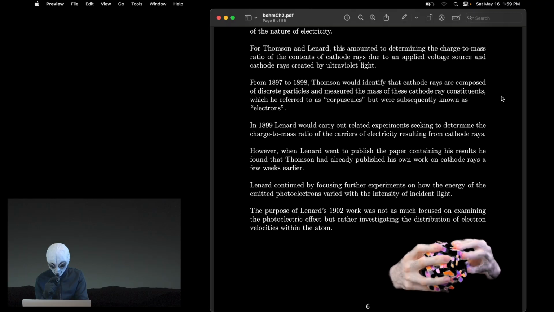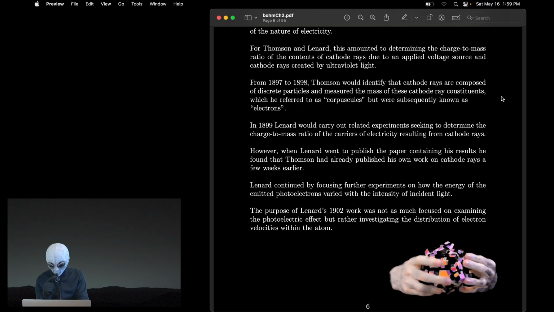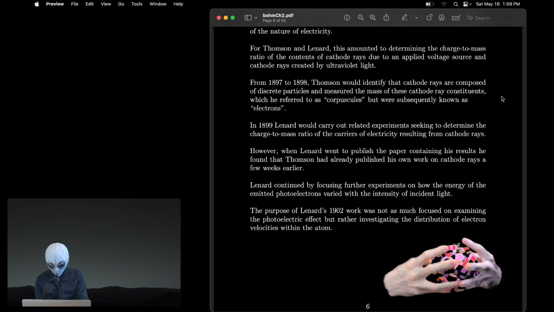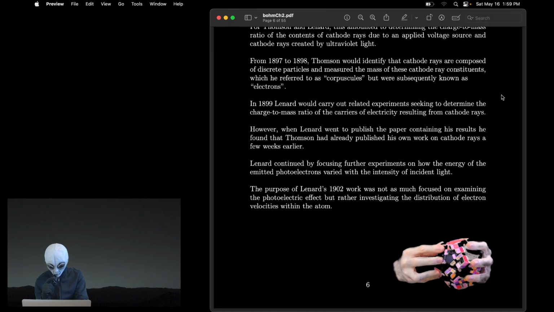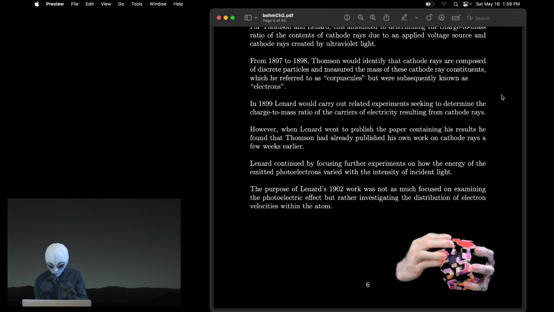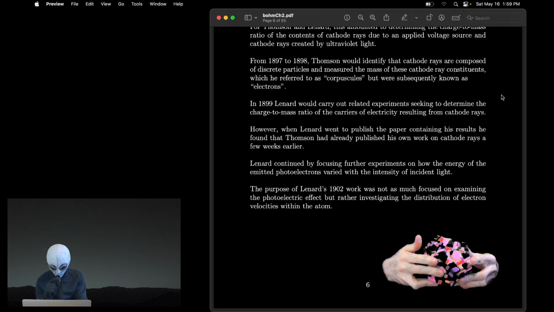In 1899, Lenard would carry out related experiments seeking to determine the charge-to-mass ratio of the carriers of electricity resulting from cathode rays. However, when Lenard went to publish the paper containing his results, he found that Thomson had already published his own work on cathode rays a few weeks earlier.